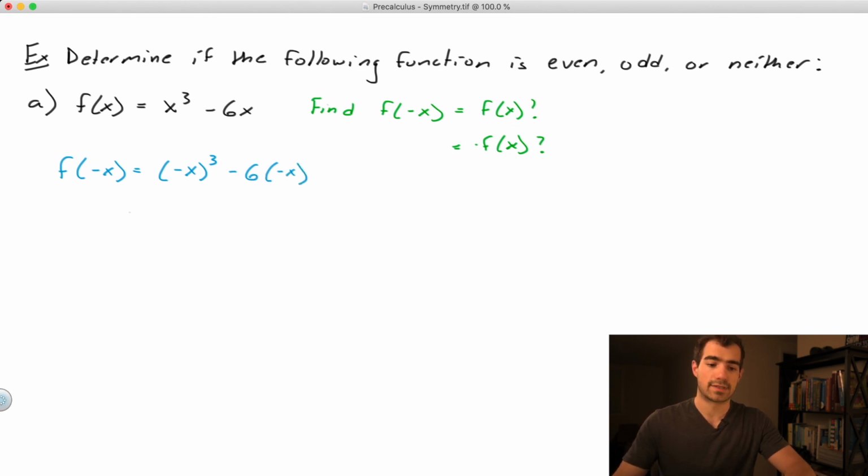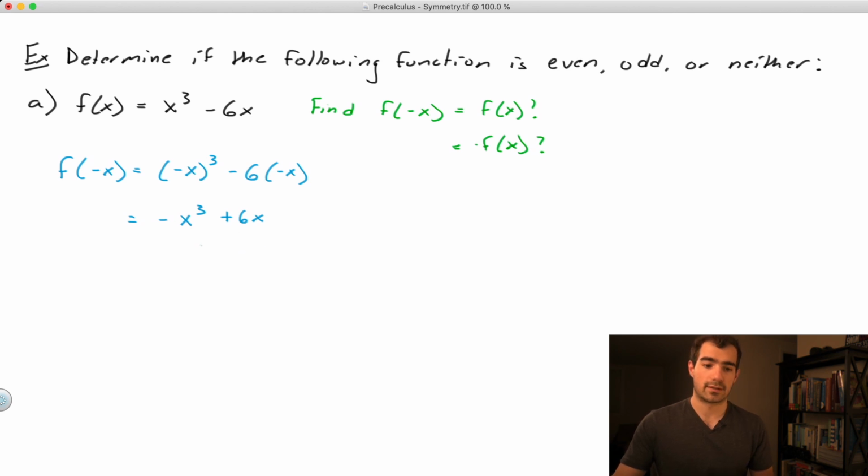Now, if we were to simplify this expression out, negative x cubed is negative x times negative x times negative x, and 3 negatives will give us a negative, and so we have negative times x cubed. Minus 6 times minus x means 2 negatives will make a positive, and so that's going to give us a positive 6x, giving us an expression of negative x cubed plus 6x.